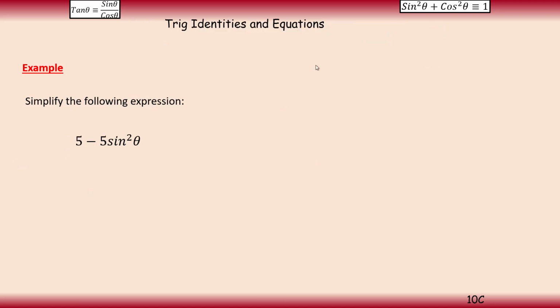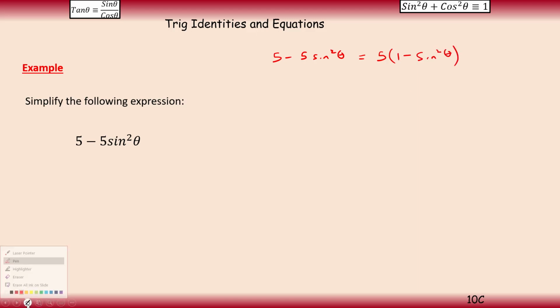Okay, let's have a look at another example. This time, we've got to simplify 5 minus 5 sine squared theta. So let's write that here. Simplify 5 minus 5 sine squared theta. So I'm going to factorize that first. That's going to be equal to 5, which is common on both sides, 5 and then it's 1 minus sine squared theta.